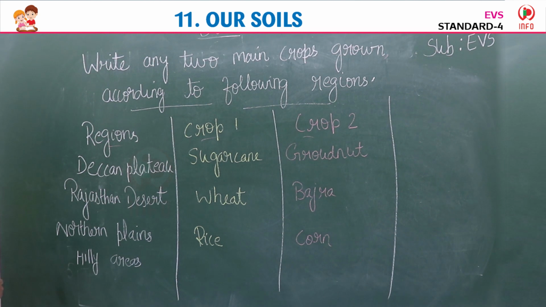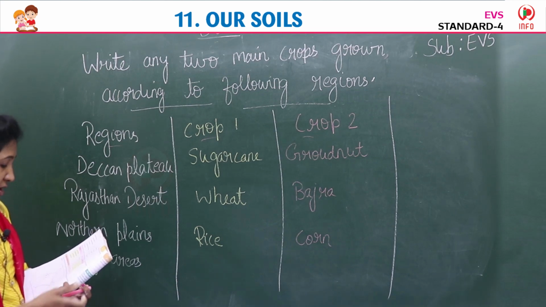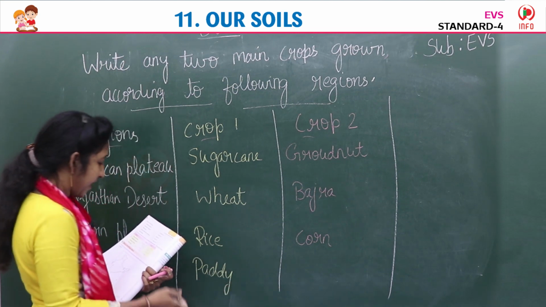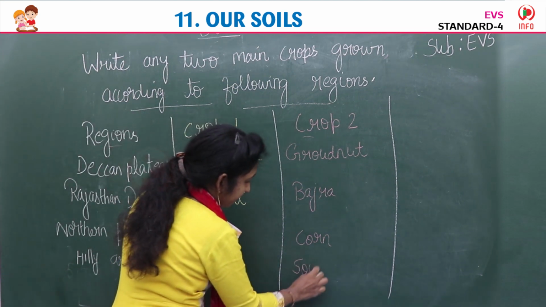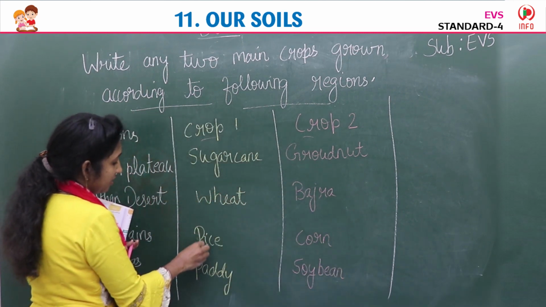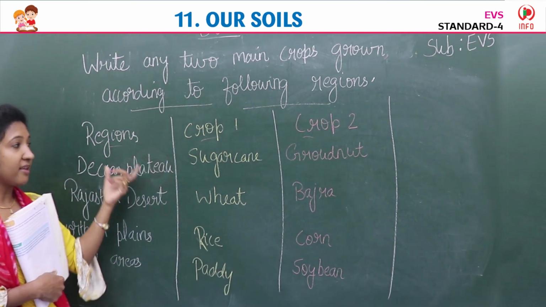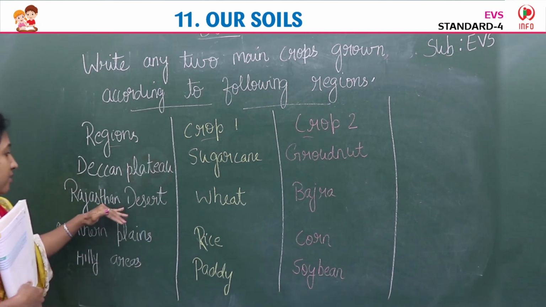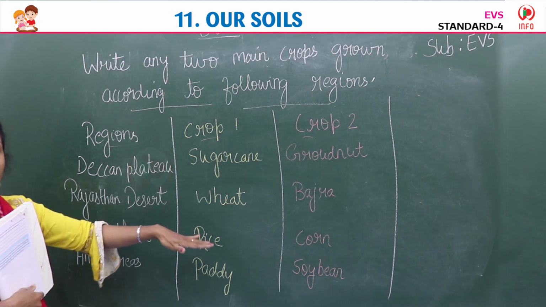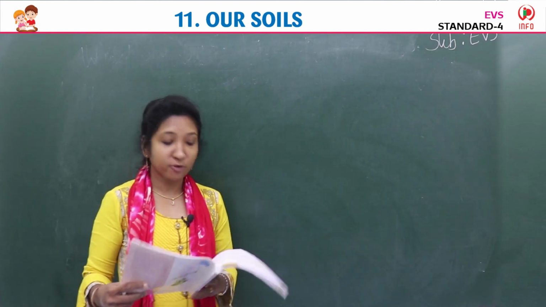Last one, hilly areas. Hilly areas or mountain areas. What kind of crops can be grown there? Paddy and soybean. These are the two crops that can be grown in hilly areas. So, Deccan Plateau, sugarcane, groundnut. Rajasthan desert, wheat, bajra. Northern plains, rice, corn. Hilly areas, paddy, soybean. Now it's time for project work.